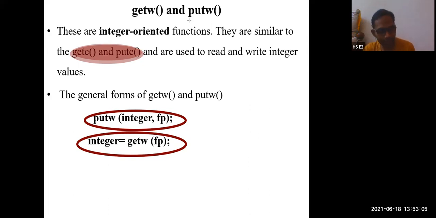Before that, let us see how we have written the program for accepting two values using fprintf and fscanf. Do you recollect that concept? What happened with fprintf and fscanf? Does anyone recollect the previous class?